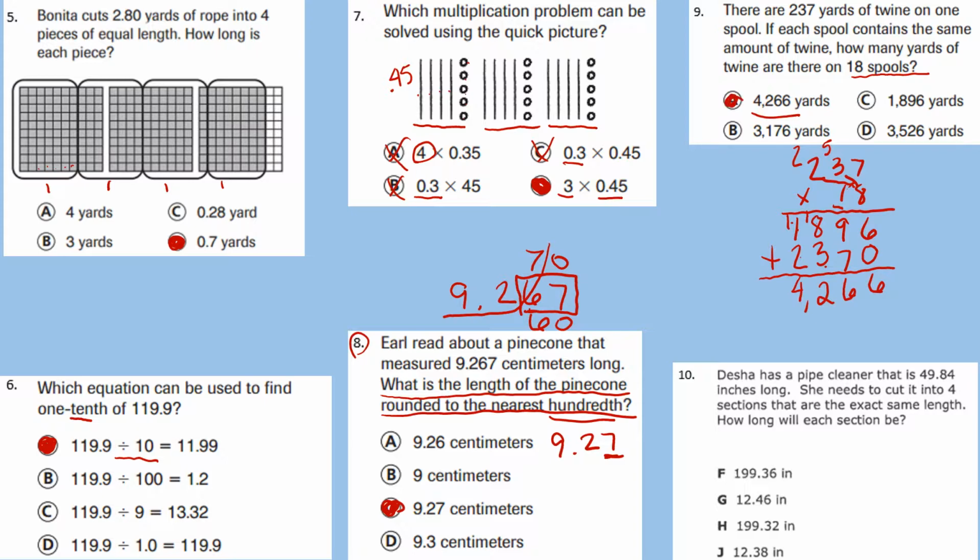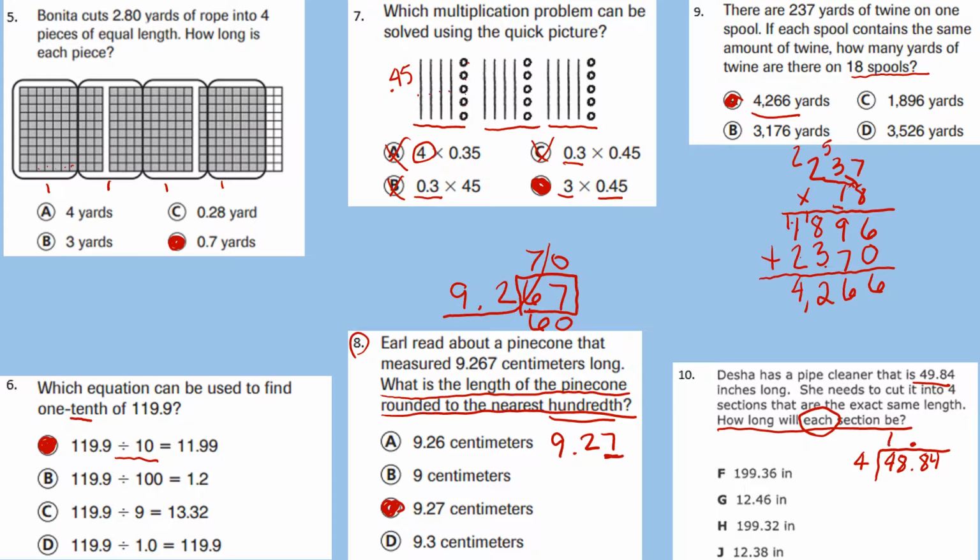Number 10, Daisha has a pipe cleaner that is 49 and 84 hundredths inches long. She needs to cut it into 4 sections that are exact same length. How long will each section be? There's that word each again. I'm sharing a set equally. So it's 49 and 84 hundredths divided by 4. Raise a decimal.